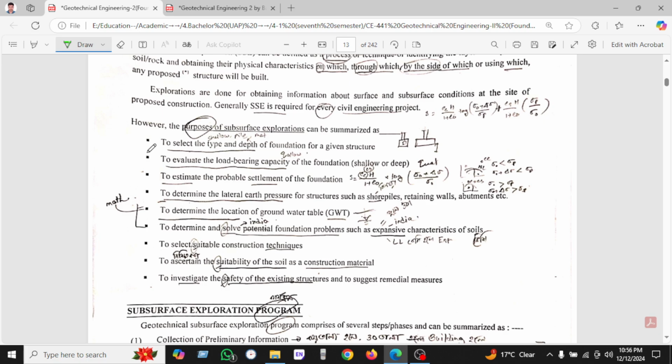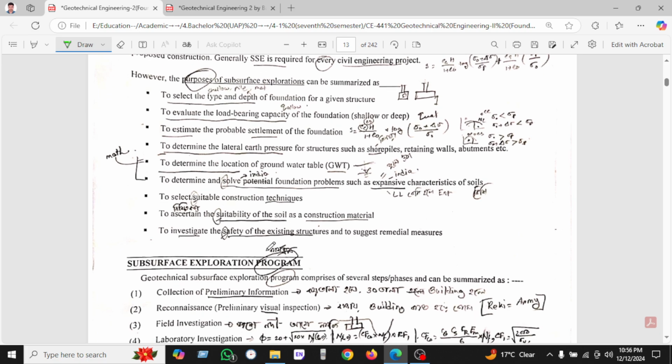Number one is selecting the type and depth of footing. Number two, the evaluation of load bearing capacity. Number three, estimating settlement. Number four, determining the lateral earth pressure. Number five, determining the location of the groundwater, and then determining solutions to foundation problems and explosive characteristics, and then selecting the suitable construction technique, and then assessing the suitability of construction material, and finally the investigation of safety of existing structures and suggesting remedial measures.